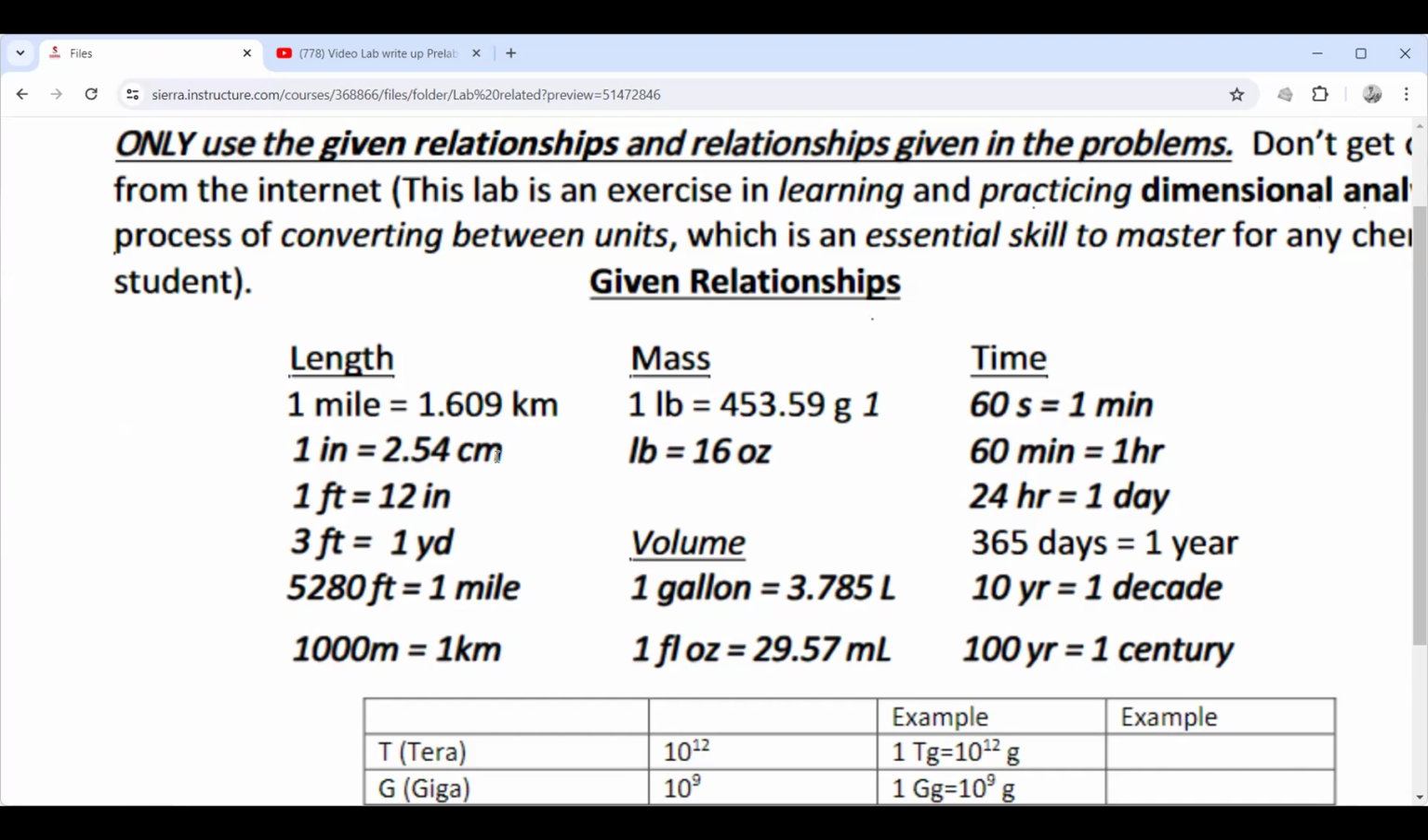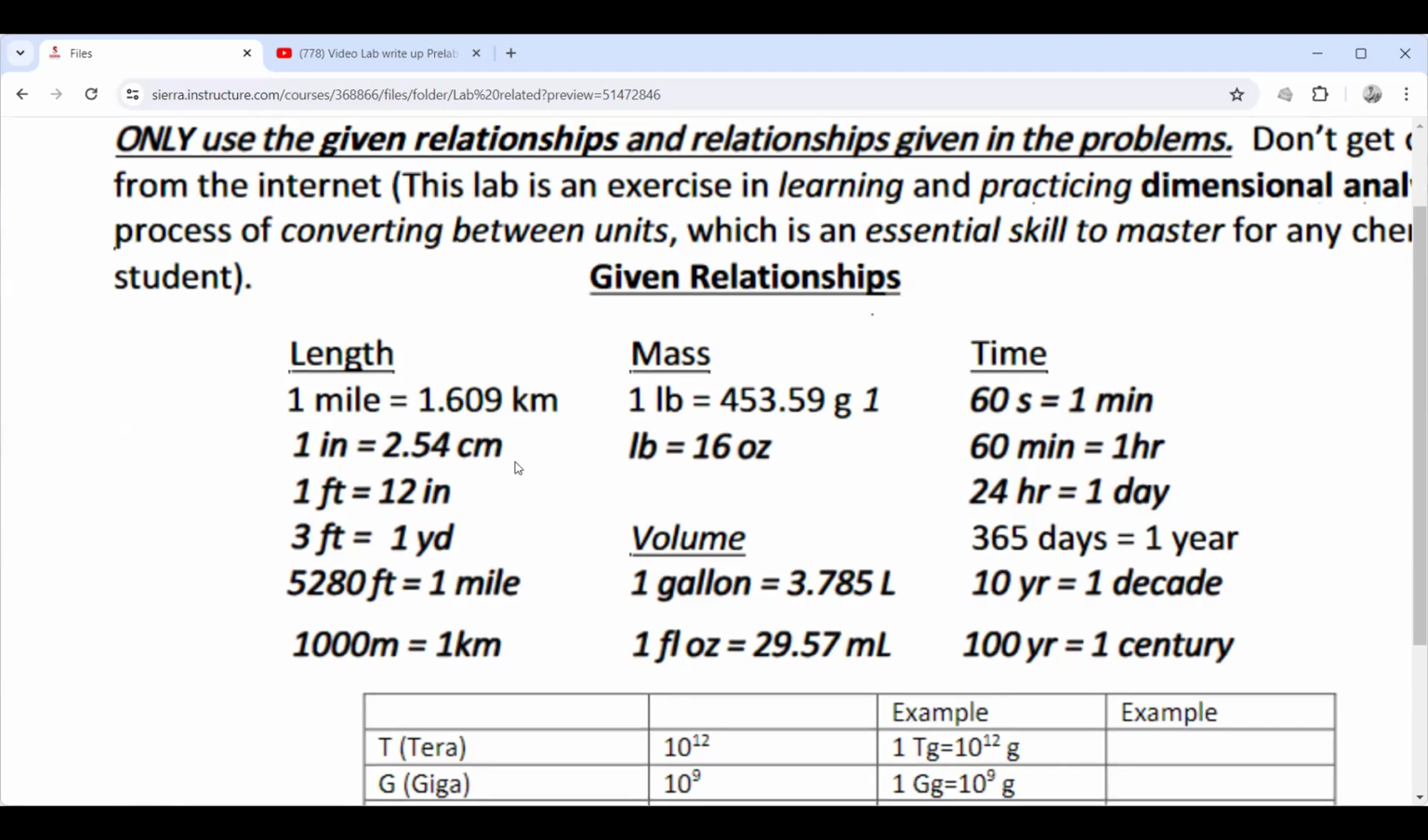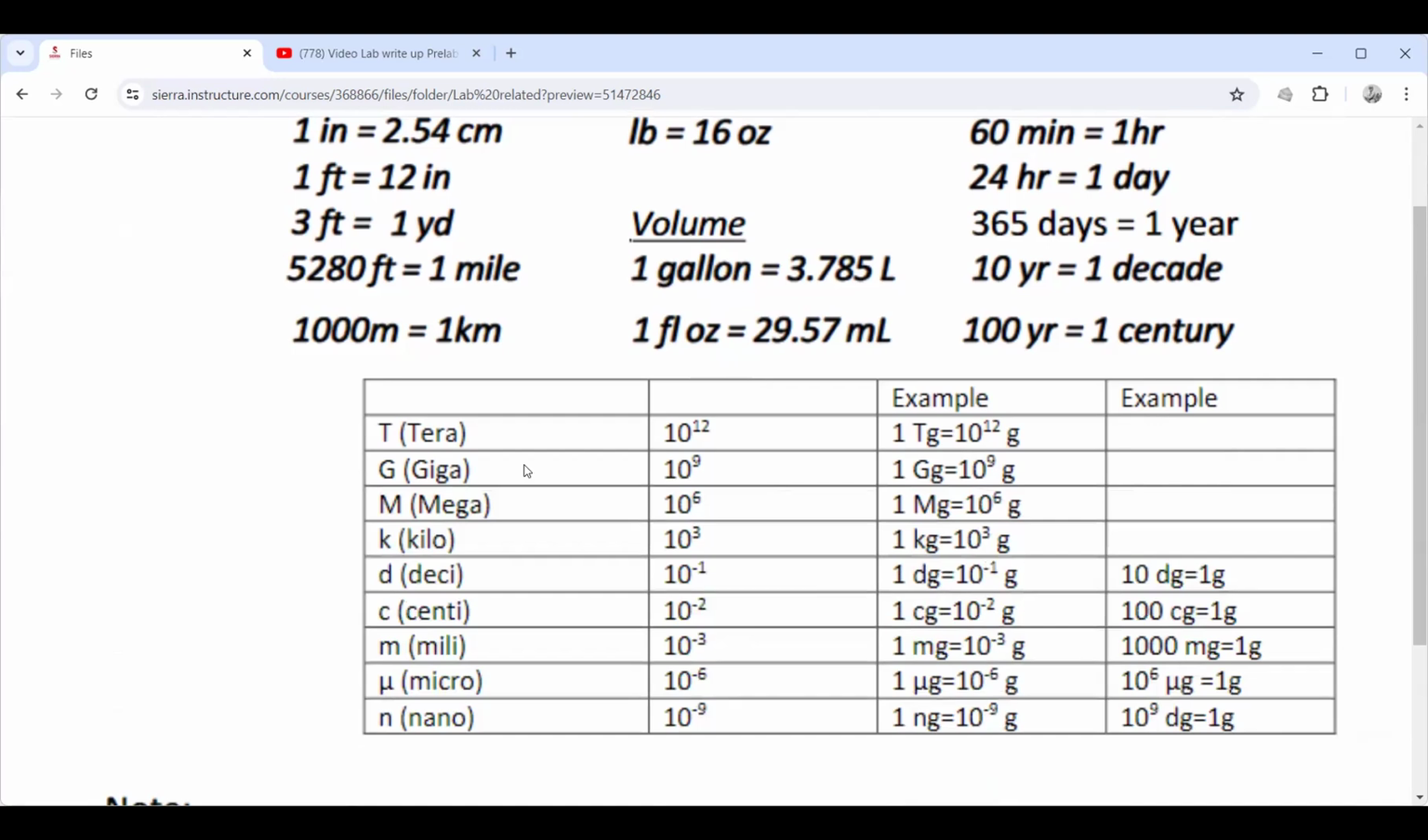Why would it be? They just defined it that way. By definition. It's probably really close to that, and that's why they did it. These are all the metric stuff, and there's a fair amount of metric conversions in Dry Lab 2. So this page is very, very handy to have.